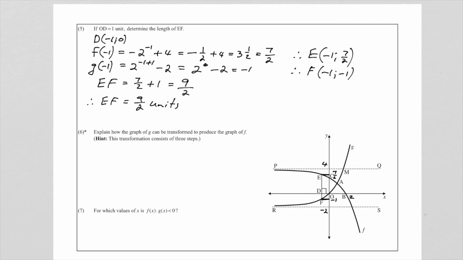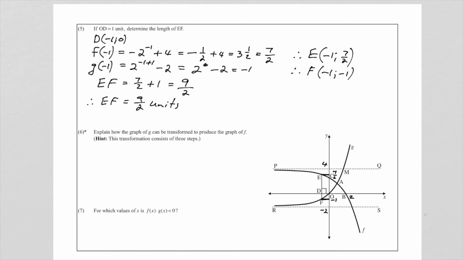In question number 6, they ask us to explain how the graph of G can be transformed to produce the graph of F. There's also a hint given to you that this transformation consists of 3 steps. So they want us to start with G, apply 3 transformations on it, and that will give us F. And we need to say what these transformations are.